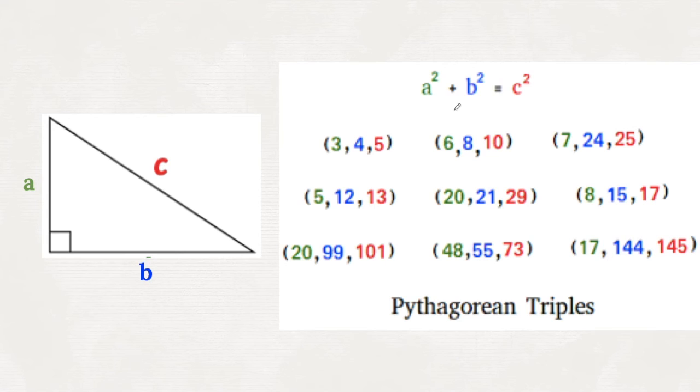A lot of times I don't memorize all of these. I just remember the 3, 4, 5, the 5, 12, 13, and the 8, 15, 17, and that usually is very helpful for me. For example, you could use the 3, 4, 5 to get the 6, 8, 10, because 3 times 2 is 6, 4 times 2 is 8, and 5 times 2 is 10. So remember, because these are similar triangles, you can multiply or divide them, and the ratios will still be the same. So those are also Pythagorean triples.